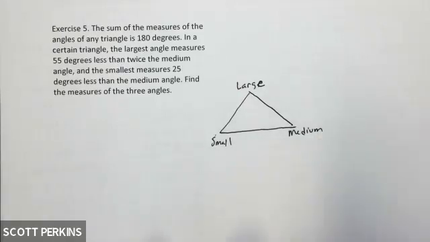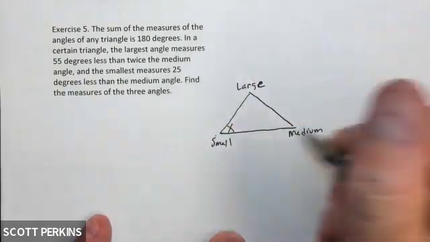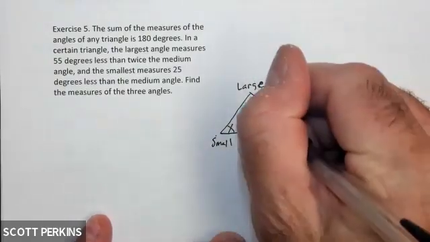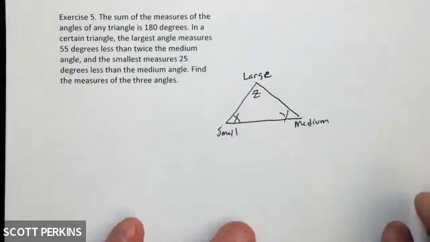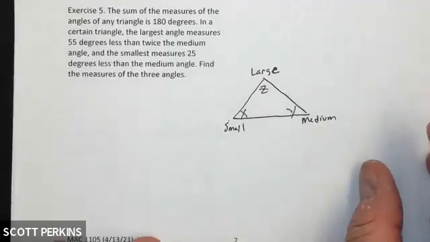So it does not matter which angle you let be X, Y, or Z. I'm going to use those letters. I'm just going to make X the small one, Y the medium one, Z the large one. I have no reason for doing that. So if you have yours in a different order, that's fine. Okay, that's not going to affect anything. So just know the correlation.